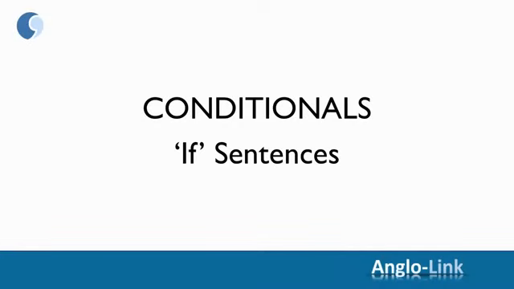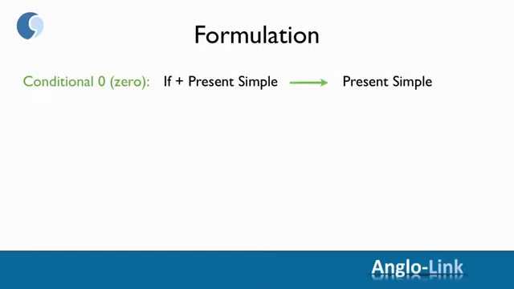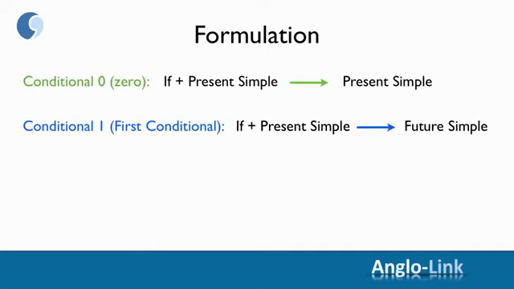Conditionals, or if sentences. As I mentioned in the introduction, there are four main types of conditionals. Let's look at their formulation. Starting with conditional zero. In conditional zero, you use the present simple in the if clause and the present simple again in the consequence clause. Then there is conditional one, first conditional. We use the present simple in the if clause and the future simple in the consequence clause.